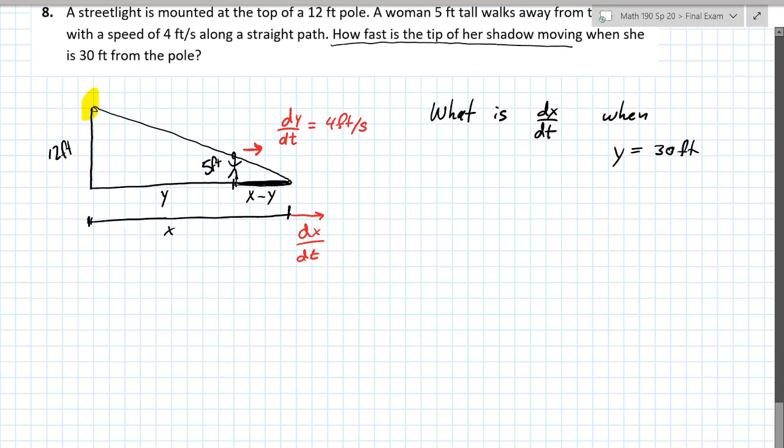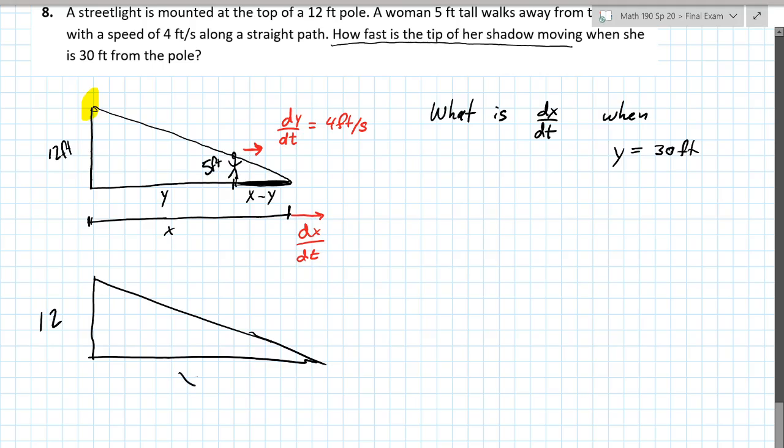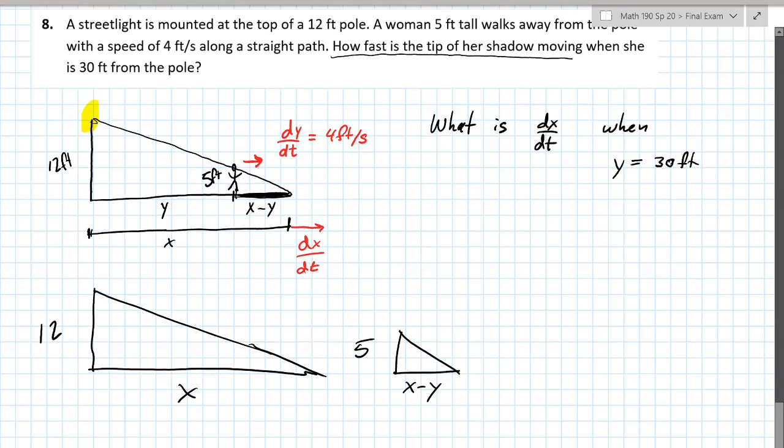For this problem, we can take a look at similar triangles. So here's the big triangle of the pole and the total distance. Here's a smaller triangle of the woman and the shadow. What I want is an equation that has x's and y's in it so that I can take a derivative and get dx/dt's and dy/dt's. That will allow me to solve for dx/dt, because that's the goal.